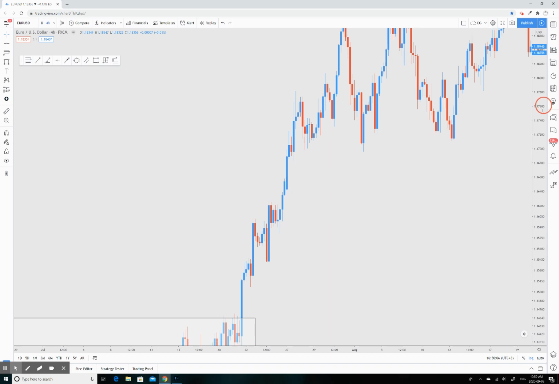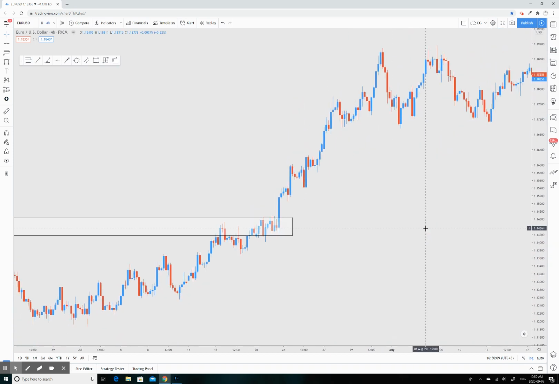But that would be my last confirmation I'm looking for. So you can use regular divergence or hidden divergence, but that would be the last confirmation I look for. And yeah, so all together, I am going to recap.